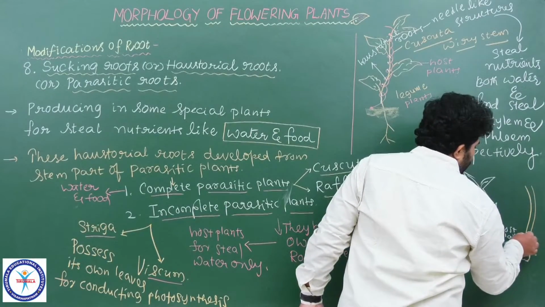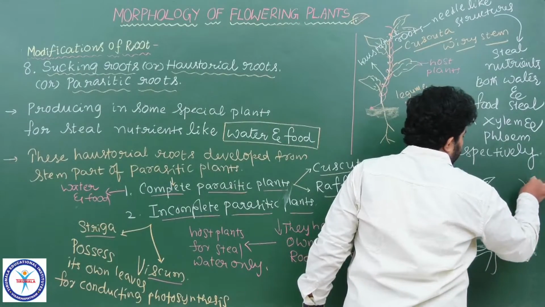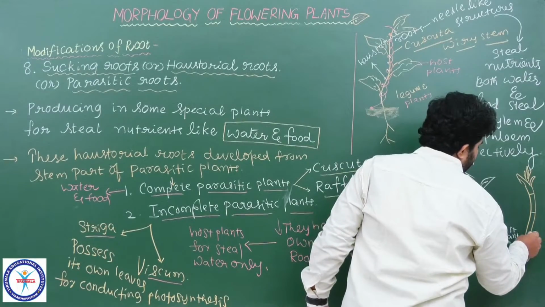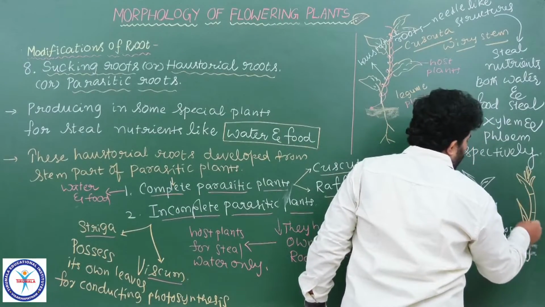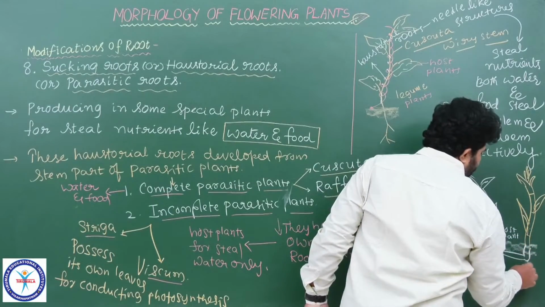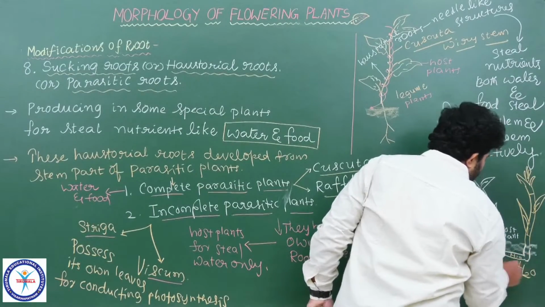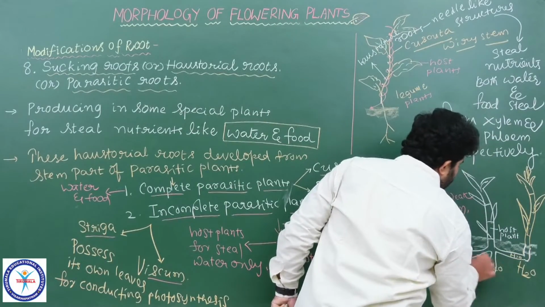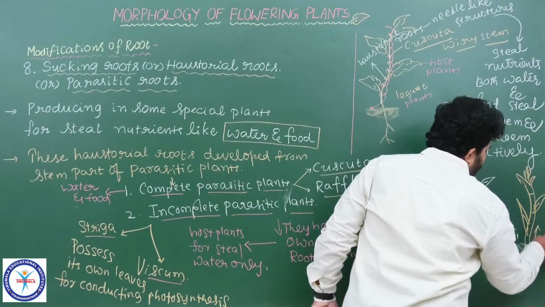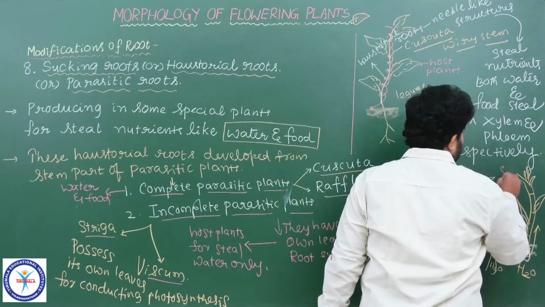This is the plant which is going to possess its own leaves. Leaves are there, but the required amount is water, which is present here. The water is present in the roots of the host plant. That water is stolen by the incomplete parasitic plant, like striga.